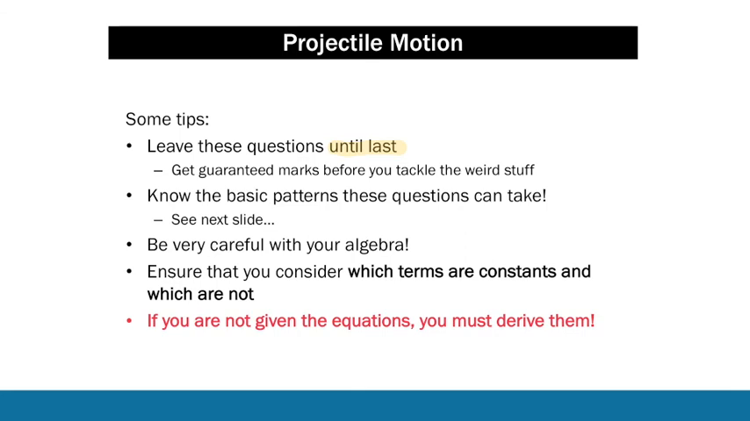But beyond that, be very careful with your algebra. The amount of people I see make mistakes like forgetting a sign or forgetting a power, really easy to do with all these variables flying around. So be really careful and ensure that you consider which terms are constants and which are not. So in the question we just did, a lot of students would forget that v and g are not variables. They might try and differentiate that term at the start, or even perhaps do a three-way product rule. Always keep in mind what can change and what can't, what you're differentiating with respect to, all of that sort of stuff.